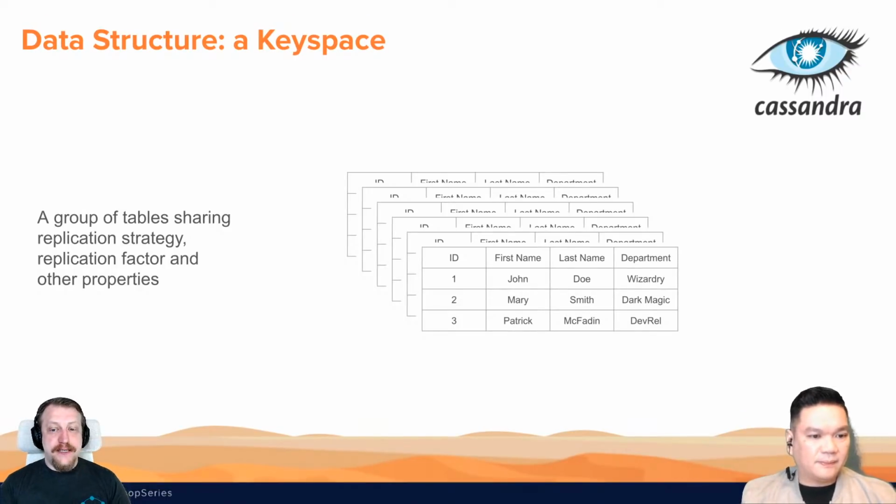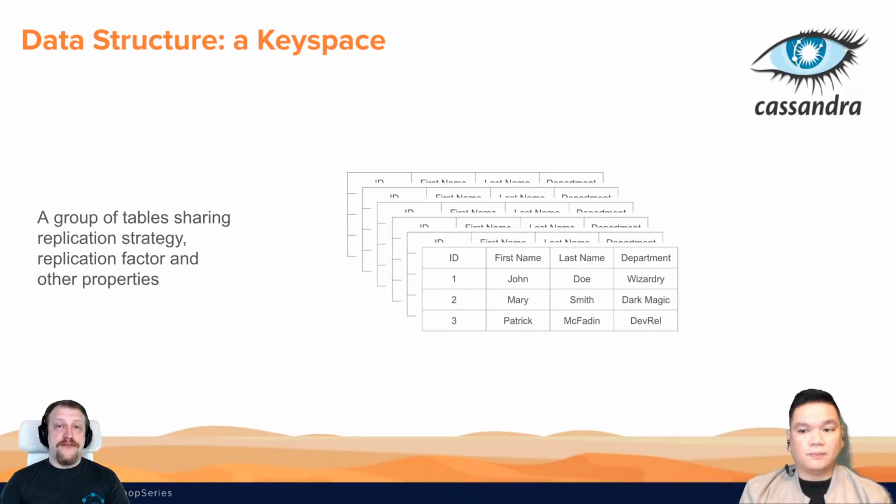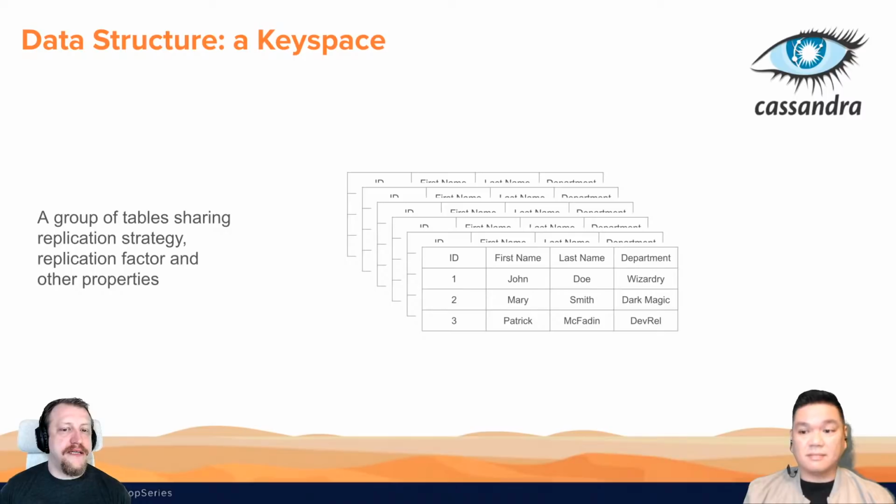Now, keyspace. There were a lot of questions. What's a keyspace? A keyspace is a group of tables sharing replication strategy, replication factor, and other properties. Consider a keyspace as a container for tables. So what's the equivalent, like a namespace? We can say it's a namespace or a database by itself.